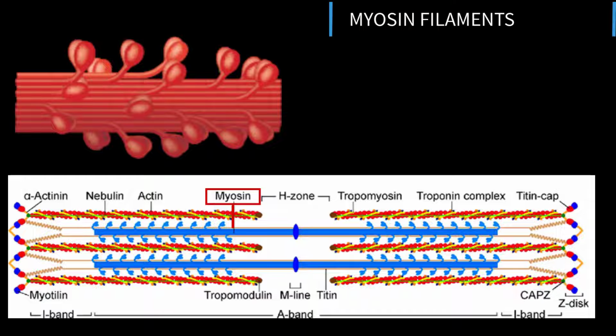The heads of these golf clubs, or myosin heads, contain two binding sites each, an actin binding site and an ATP binding site. The heads extend towards the thin filaments. In skeletal muscle, around 300 molecules of myosin form a single thick filament.